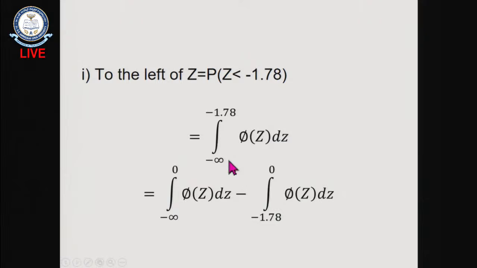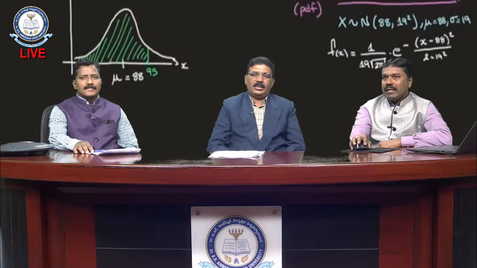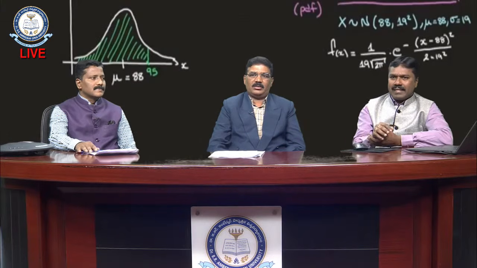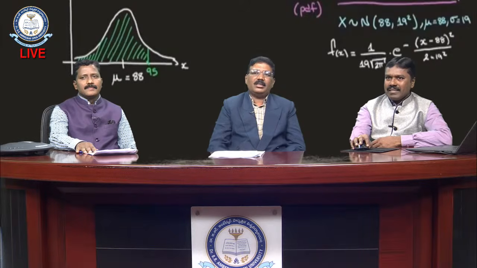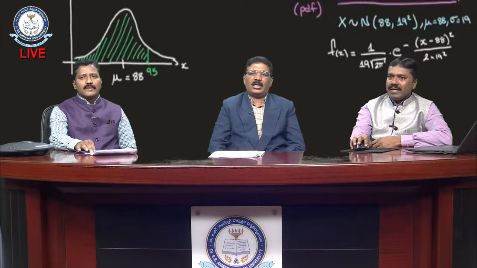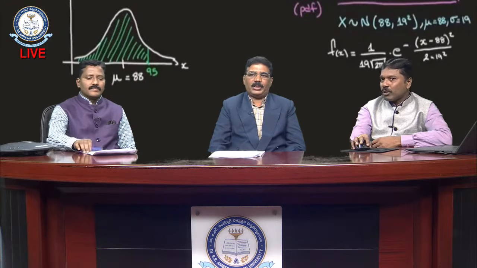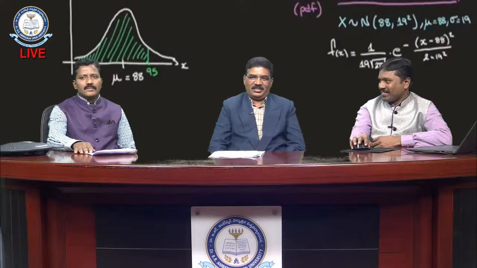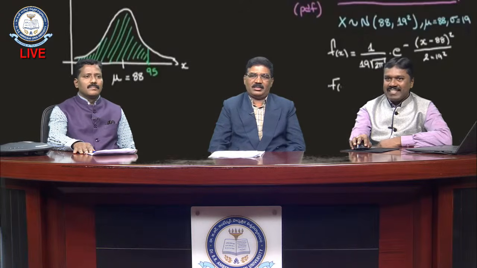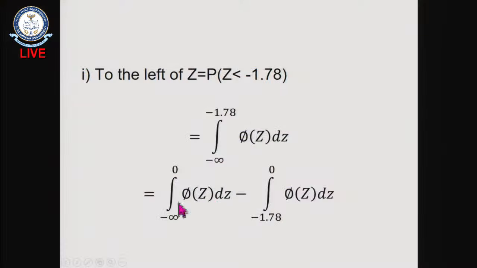This I can write here, making use of the symmetric property. I can split into two parts, because the area is divided into two parts. And one more thing, what is phi of Z? It is a standard normal variable. Here is a new notation, so if both problems take the same notation, students may be confused. That is why I am taking different notations here. In the textbook also we most probably use these notations.